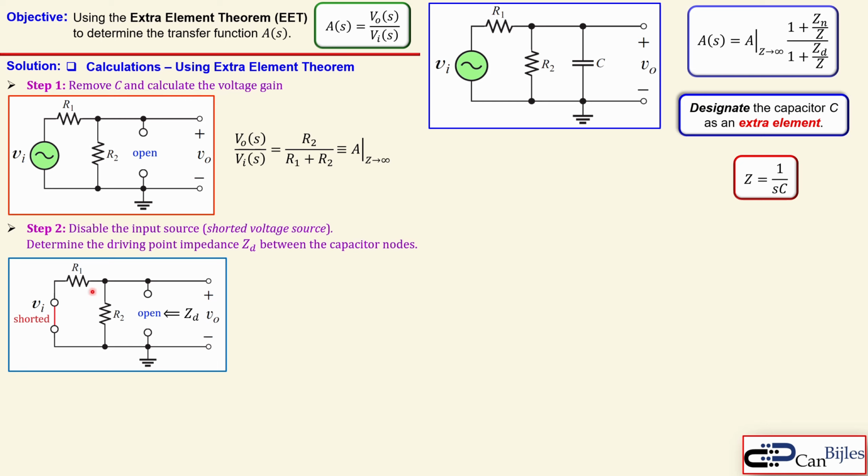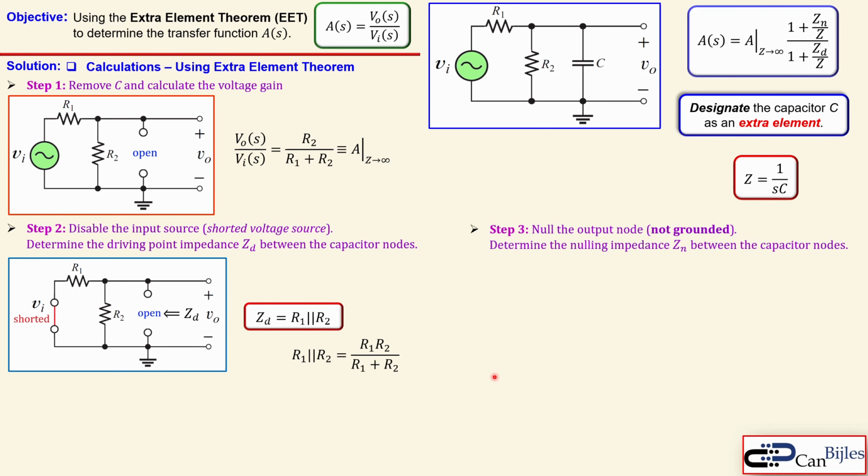Now what do we see? Between these two nodes, R1 and R2 are effectively in parallel, because this goes through resistor R1 to this node, which is ground, which is also the same for R2. So Zd is R1 in parallel with R2, which is also given by this formula, the product divided by the sum of the two resistors. Okay, that was step 2.